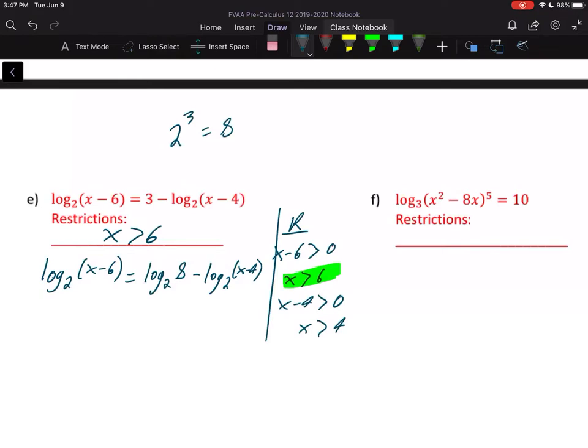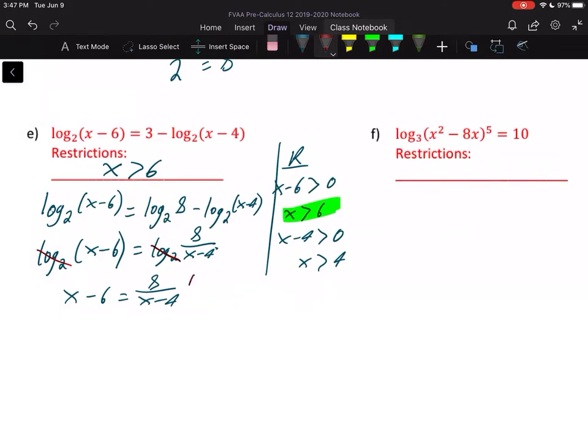I can't just cancel out the logs here and start subtracting 8 minus x minus 4 because that doesn't work. First, I need to use the quotient law of logarithms, which we learned last class as well, which says that log base 2 is 8 divided by x minus 4. Okay, then at this point, once you have only one log symbol on both sides, that's when you can cancel it out and say that x minus 6 is equal to 8 over x minus 4. Okay, and then from here, you can multiply by x minus 4 on both sides. Okay, then it's going to get quadratic here.